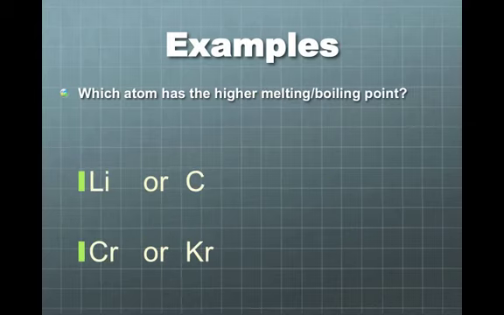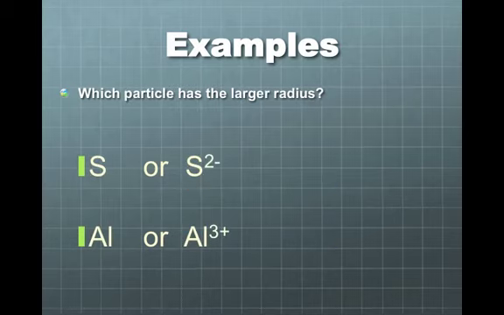Which atom has the higher melting or boiling point? Well, we have to look and see which one's closer to the center. Lithium or carbon. Lithium's in group 1, carbon's in group 4, so we're going to say carbon on that one. Chromium or krypton. We're going to have to say chromium, because chromium is almost in the dead center of the periodic table.